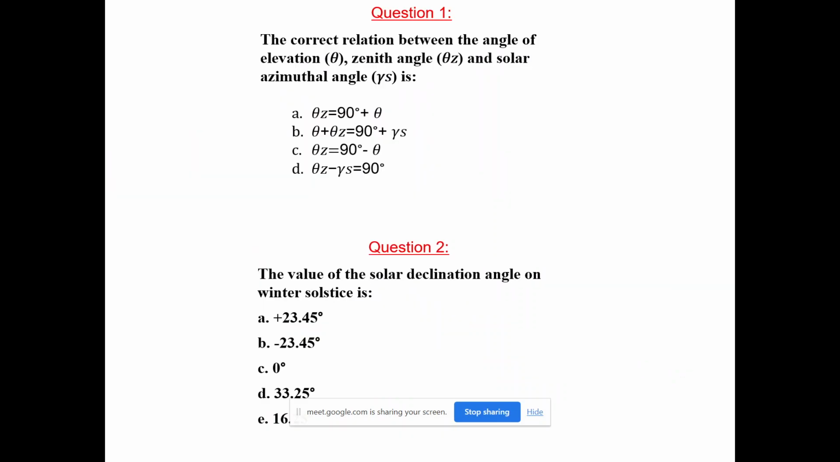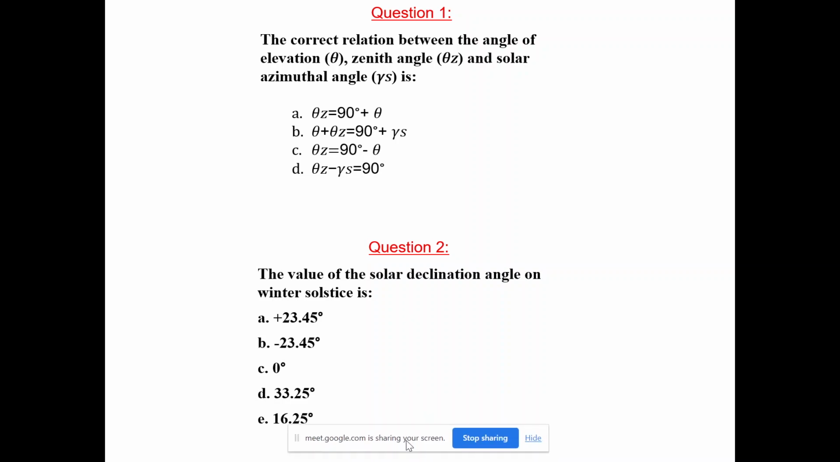Okay, let's move to the second question. The second question is: the value of solar declination angle on a winter solstice is, and the options are plus 23.45 degrees, minus 23.45 degrees, 0 degrees, 33.25 degrees and 16.25 degrees. You can tell your answers. Type in the chat box if you are not comfortable speaking up, but let's make this class more interactive.